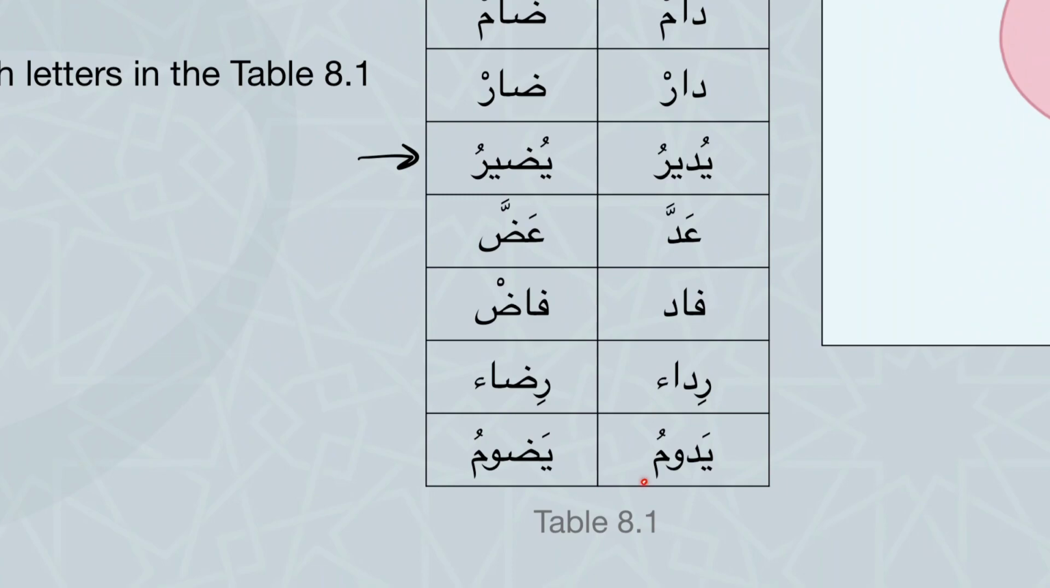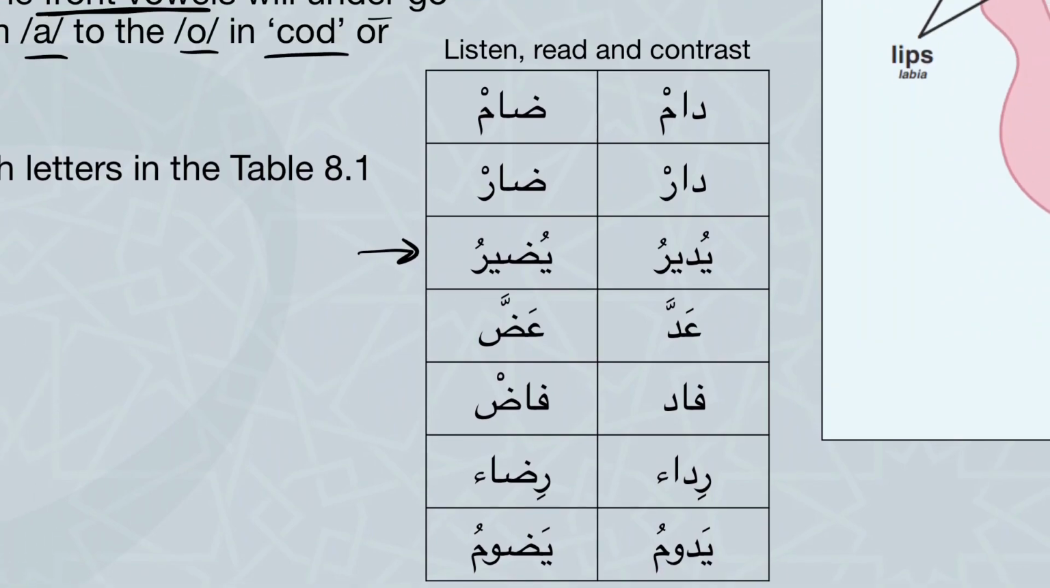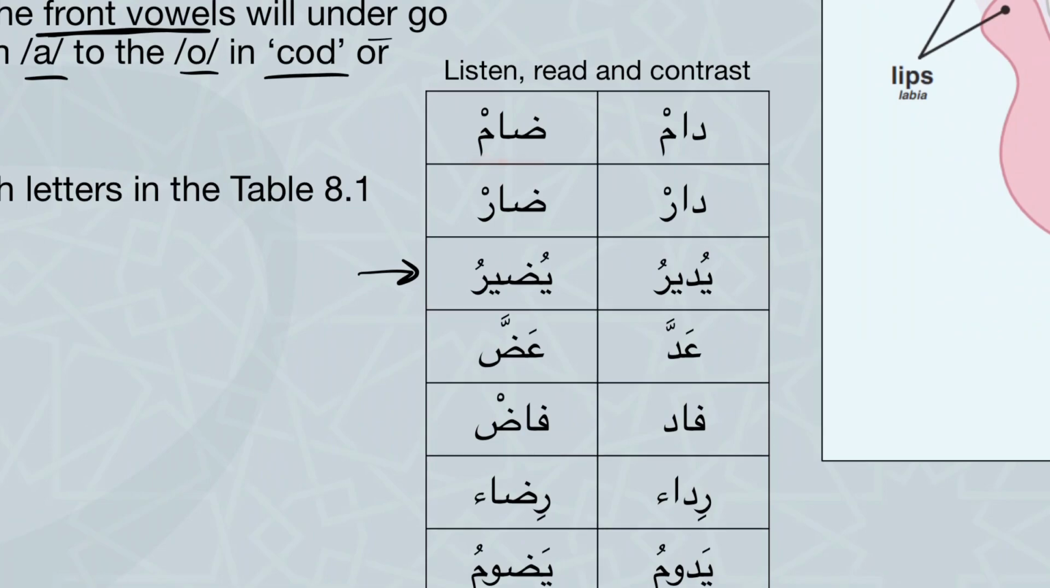Velarization. Yadum, yadum, and this is dhamma, so it does not undergo that huge change as well. There is a hint of velarization, but it's not as pronounced as with dhamma.